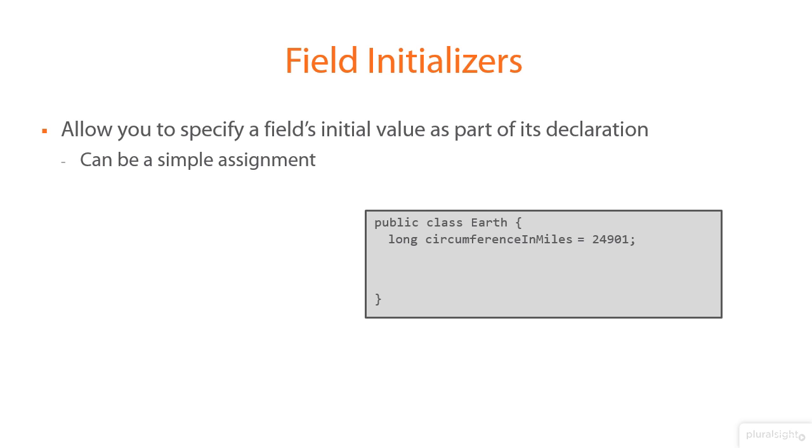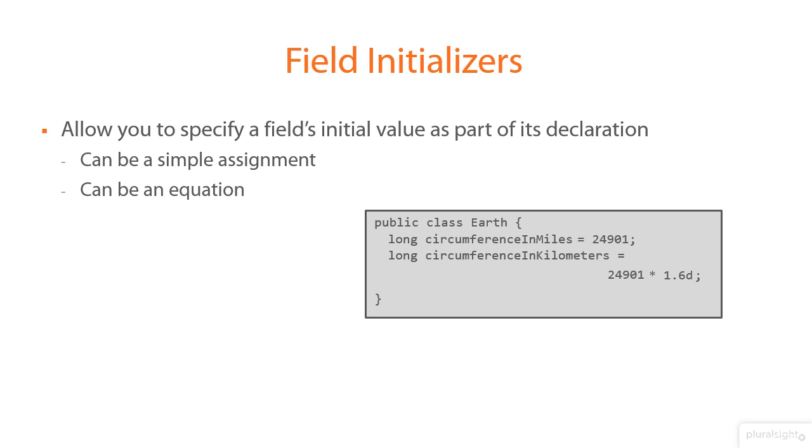Now, simple assignments are a good start, but that may not be enough. You can also use an actual equation. So if we had circumference in kilometers, well, we could calculate that out by hand, or we can simply say that, well, I know if I take 24,901 and multiply it by 1.6, that'll give me the circumference in kilometers. Right, so we can actually have that equation.